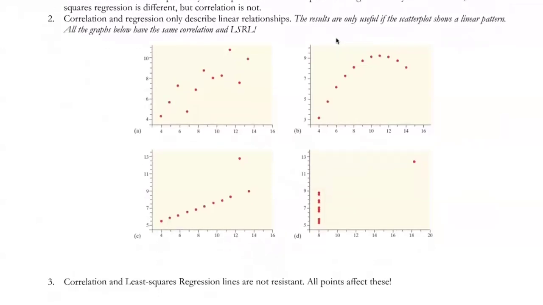And the last thing on here, correlation and the least squared regression line are not resistant. So what that means is that any data point that you have in your set of data is going to affect those things, okay?